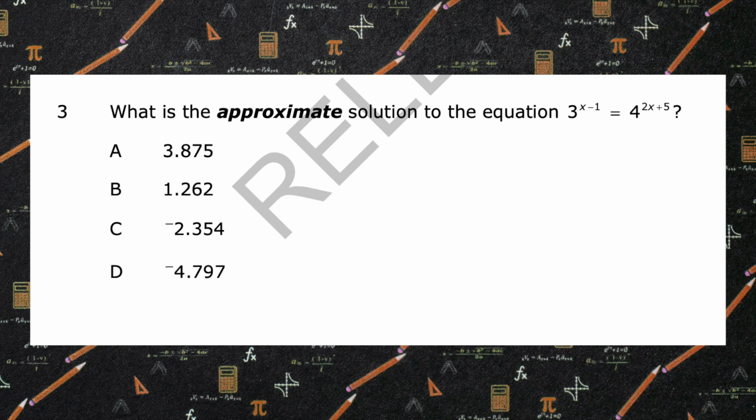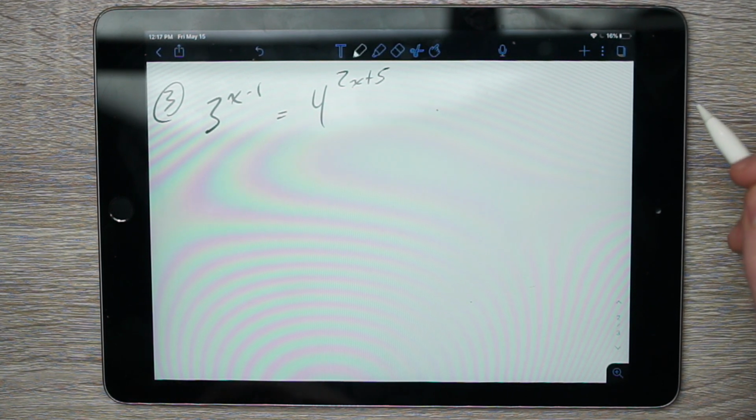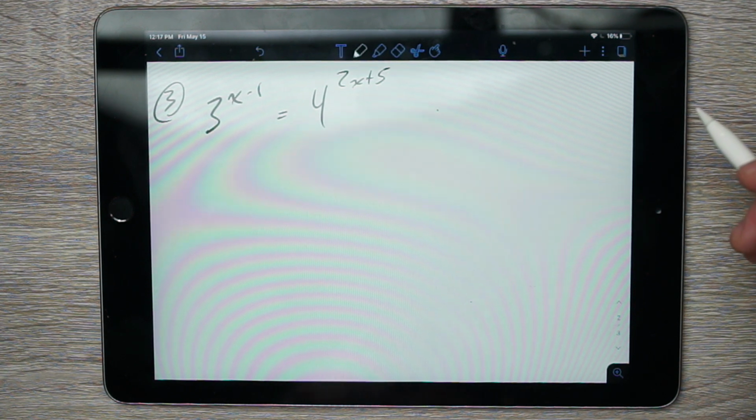Oh, hint for this one, this is going to be a property of logs question. Yeah, a lot of people struggle with logs. Some classes don't teach it a whole lot, some classes don't test it a whole lot. We'll switch over here. So we've got 3 to the x minus 1 equals 4 to the 2x plus 5.